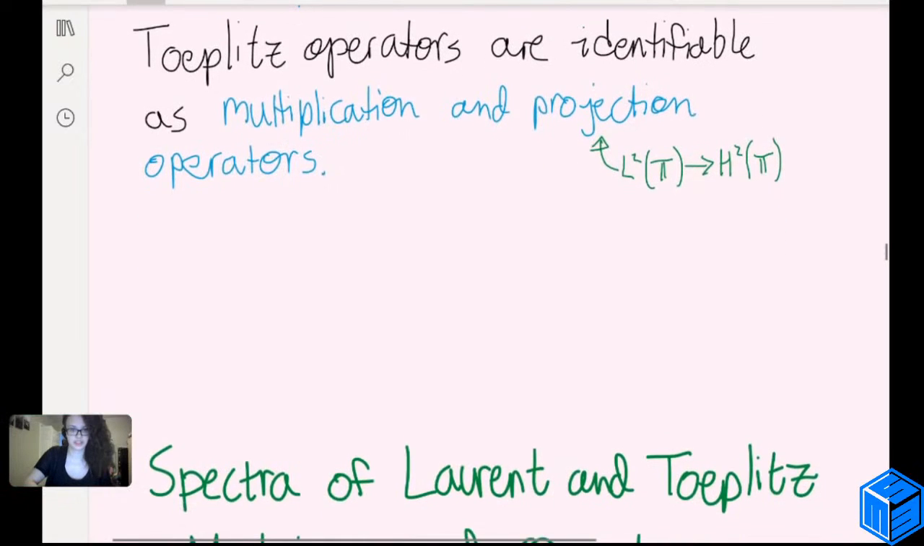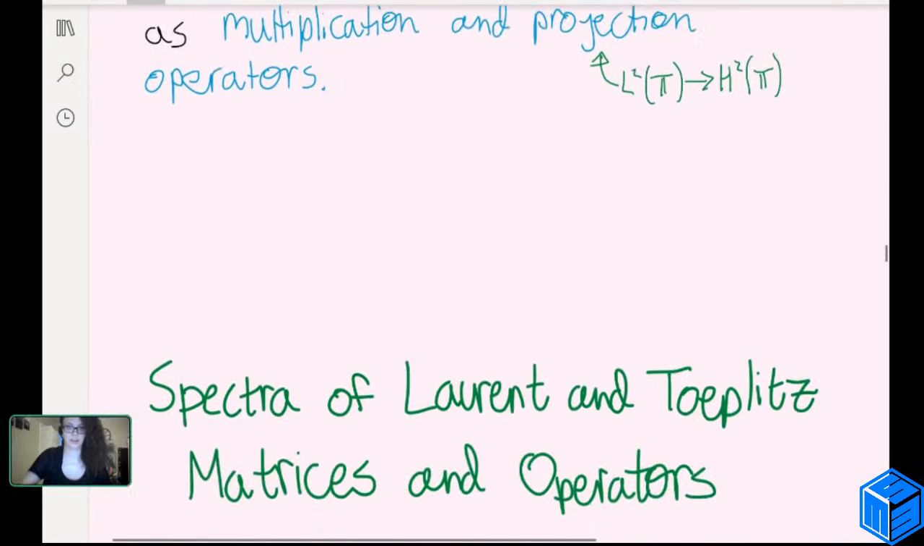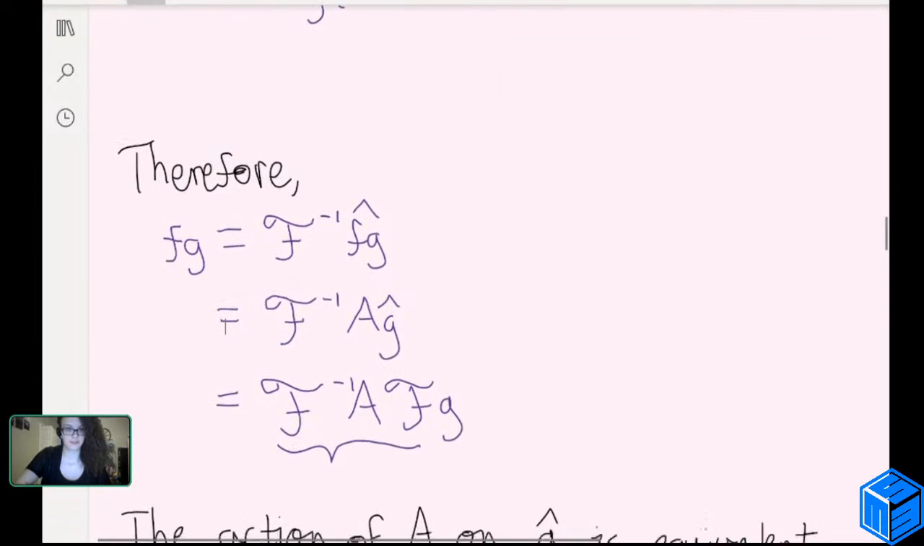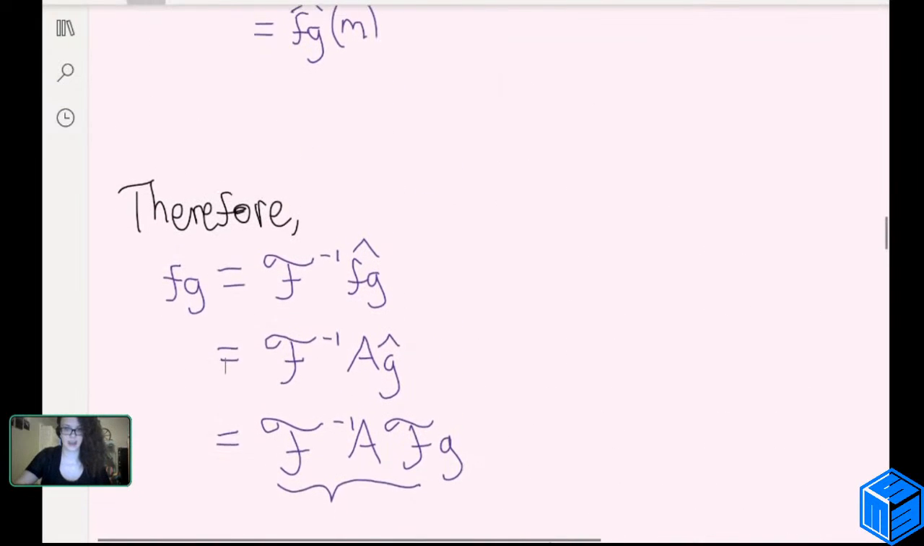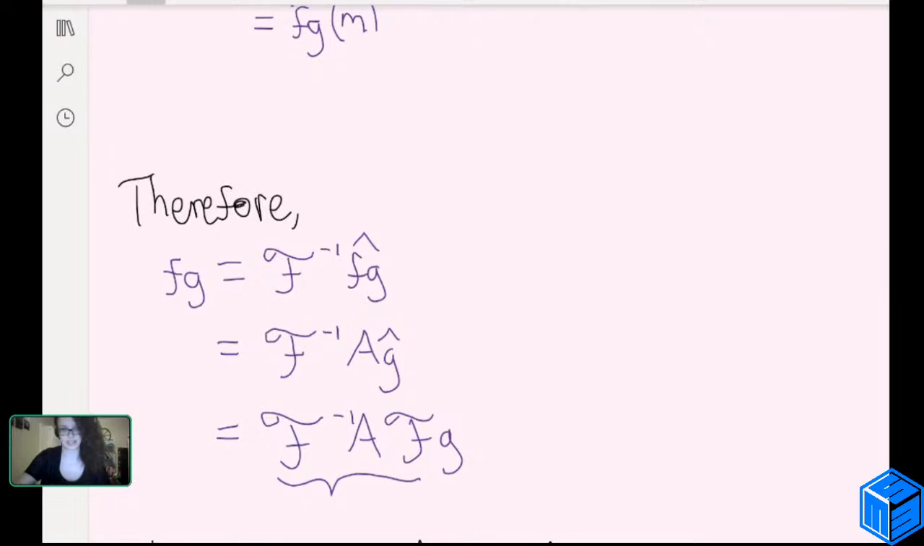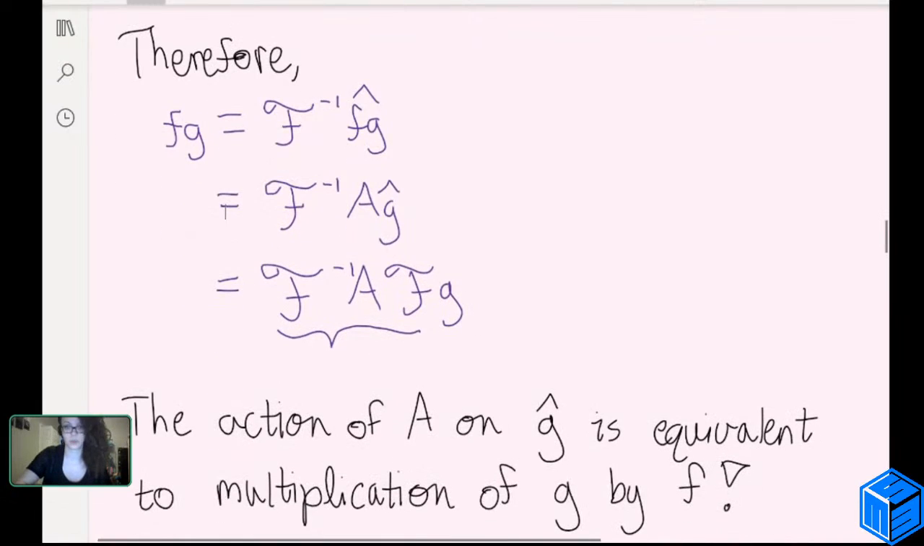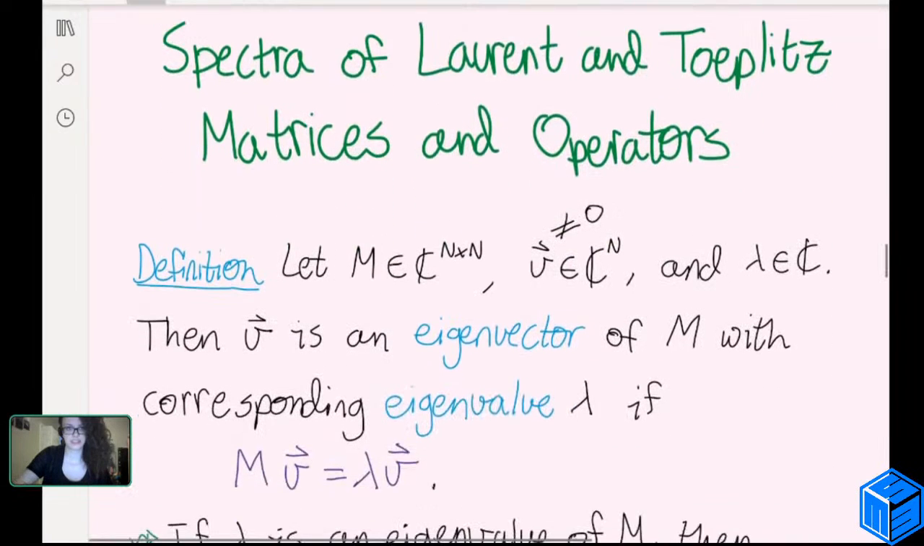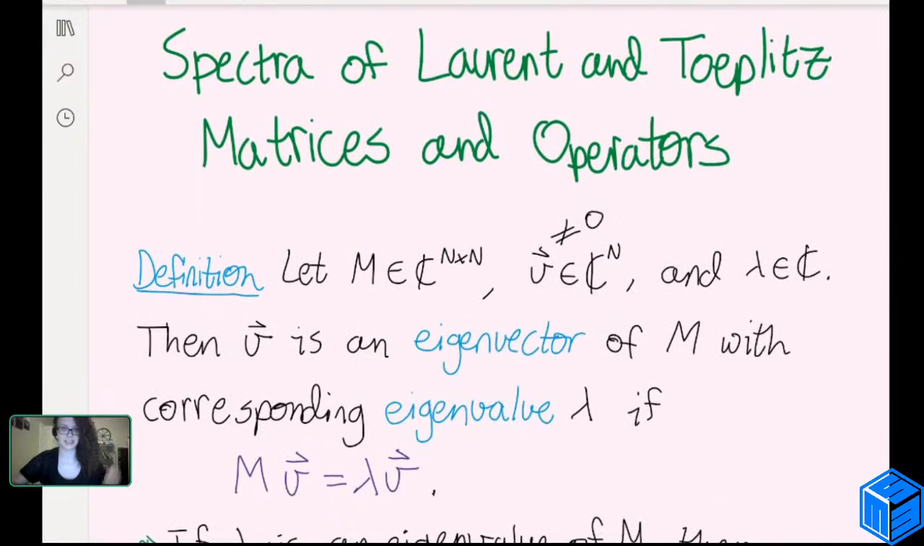Moving onwards, we're now ready to talk about the spectra of Laurent and Toeplitz matrices and operators. If you're a little bit familiar with this, you might see how this is going to lead to a discussion about spectra or eigenvalues. So first, we'll go over some basic definitions in case anyone isn't familiar with eigenvalues and vectors or forgot.